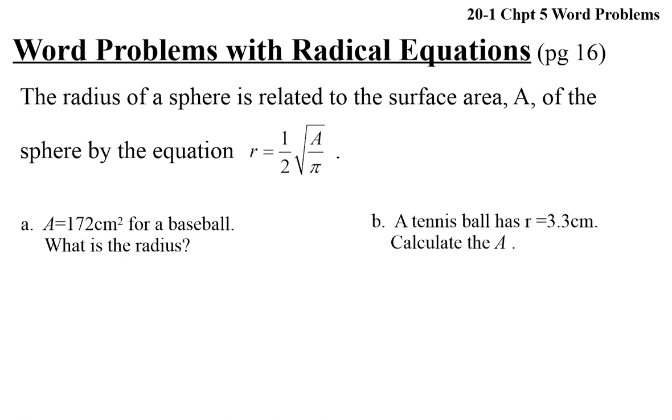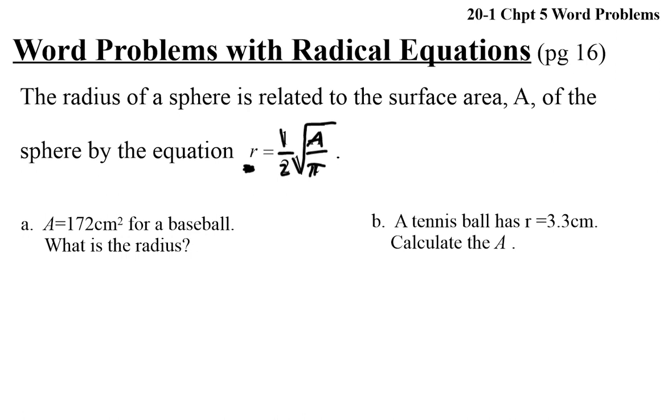Now, if you take a look in the booklet on page 16, here it talks about how the radius of a sphere is related to the surface area of the sphere. Well, the radius of a sphere, of any ball, round, globe object, is equal to 1/2 the square root, so half the square root of the surface area divided by pi. It's a formula, it gets given to you.